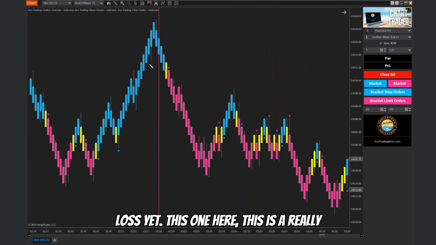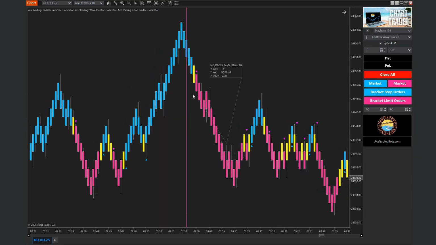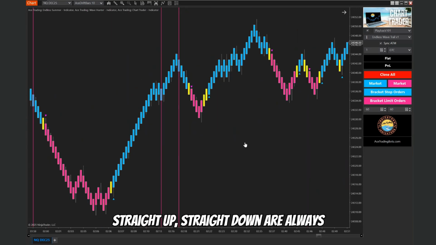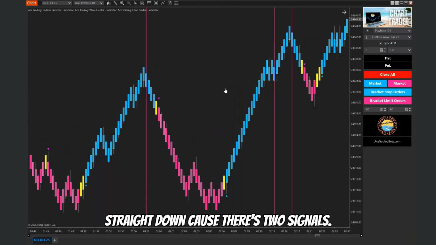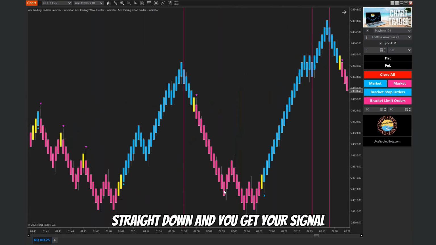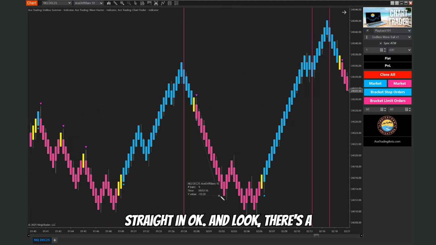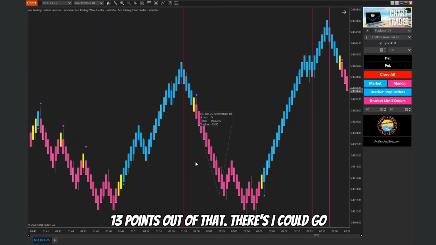This one here, this is a really good trade. Straight up, straight down. These are the best ones. Would have got out of that probably for a nice 7 points. Straight up, straight down are always going to be the best trades. See how these ones here aren't straight up, straight down because there's 2 signals, whereas this one, perfect up, perfect straight down, and you get your signal straight in. Okay. And look, there's 13 points out of that.